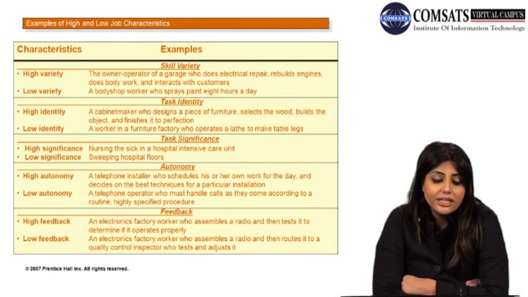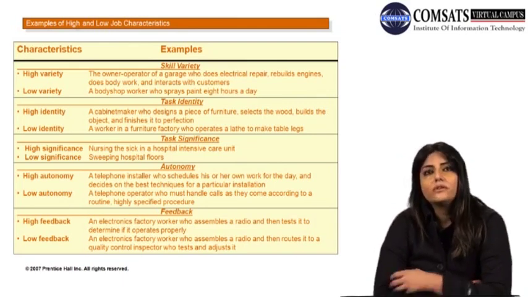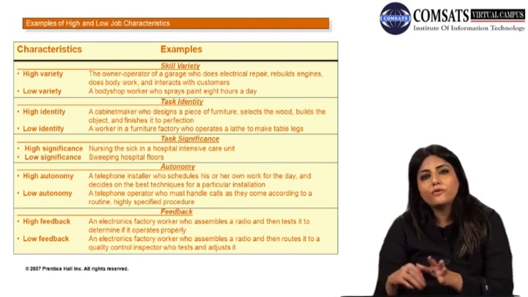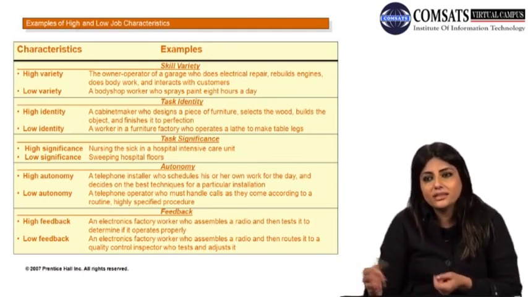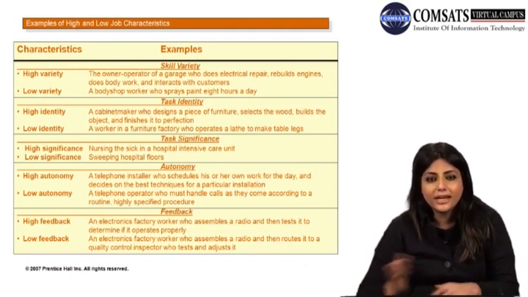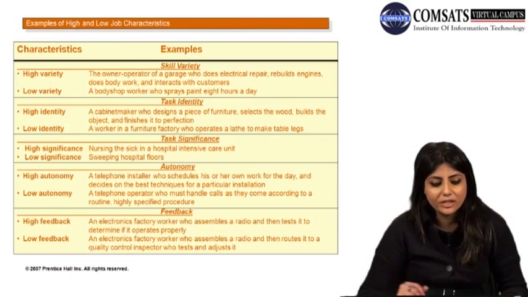Then we have high identity and low identity. A low identity job is one in which a worker in a furniture factory makes only the legs of the table, vis-a-vis a worker who is responsible for making the whole table, who can really identify with the task that he has done. He can say, okay, I have made this table. He can identify with it. But the person who is making legs cannot identify. That is a low identity job.